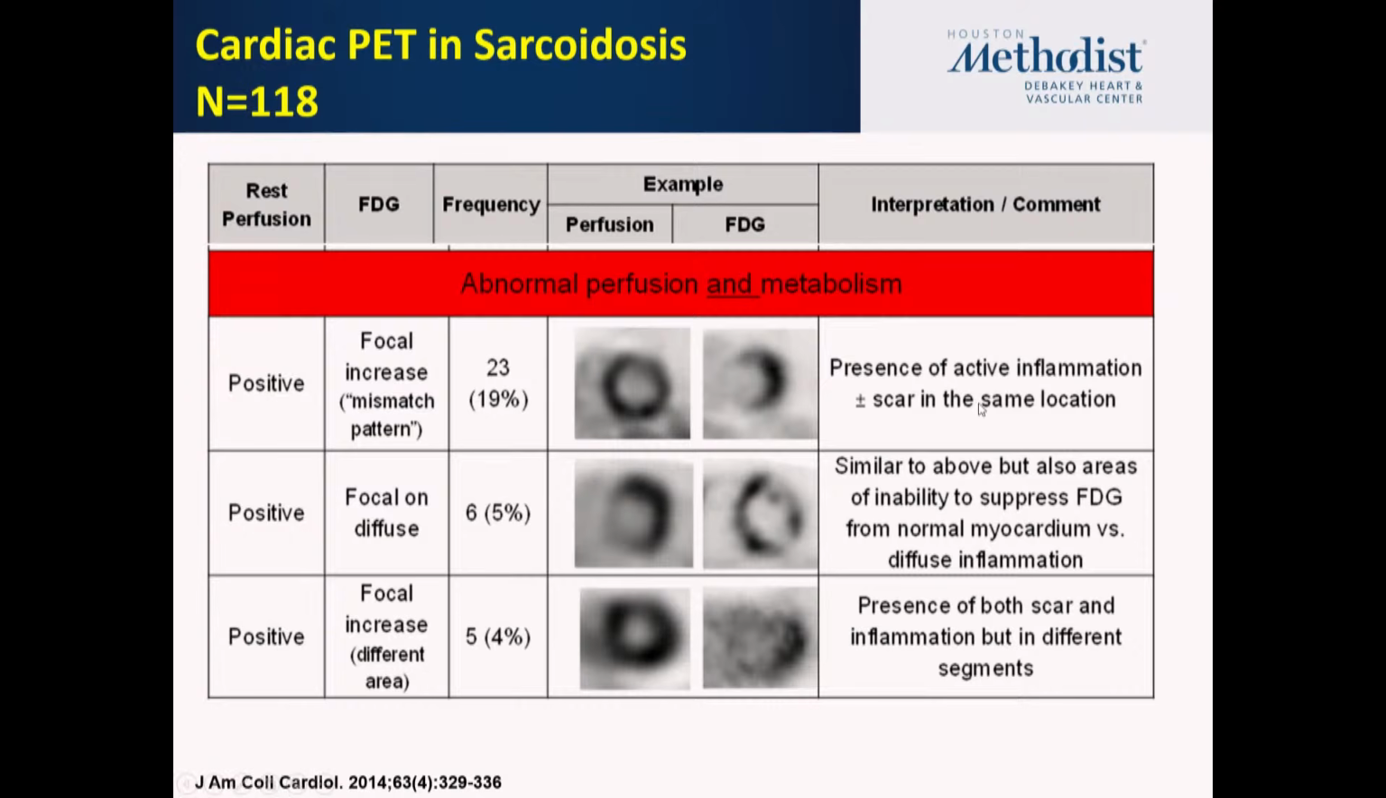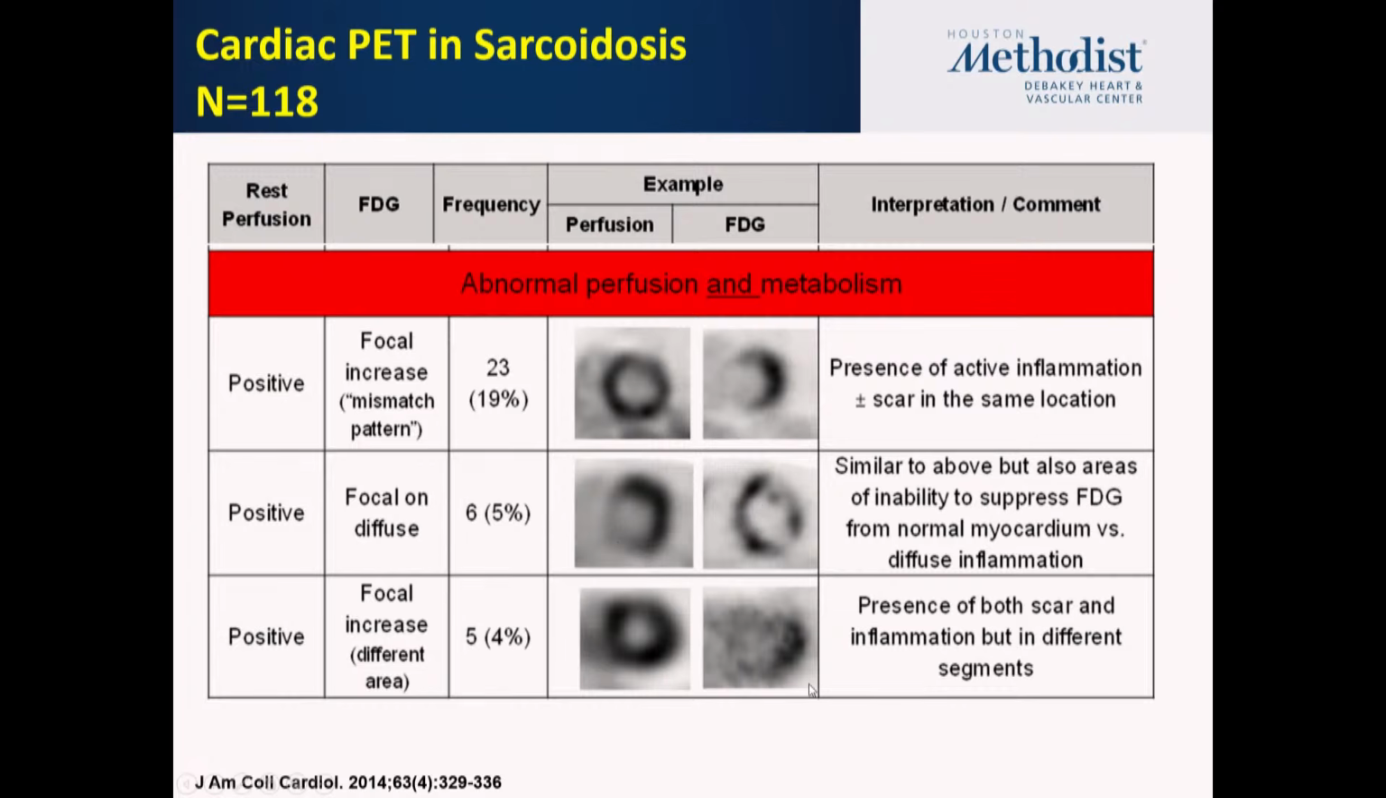Now, how are the positive studies looking? The focal increase with the mismatch pattern, like the first case I showed you, would be the best and most specific example. That is where you can see a perfusion defect and there is FDG uptake in that territory. Sometimes it is focal but diffuse, also following a peripheral defect.